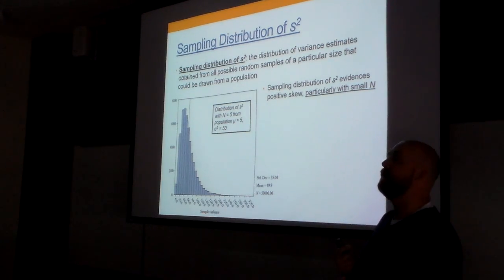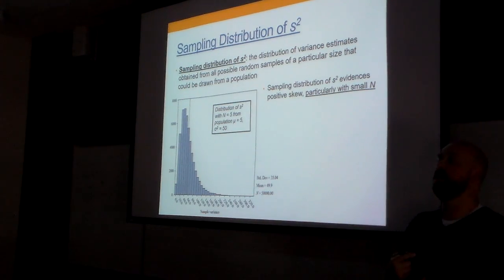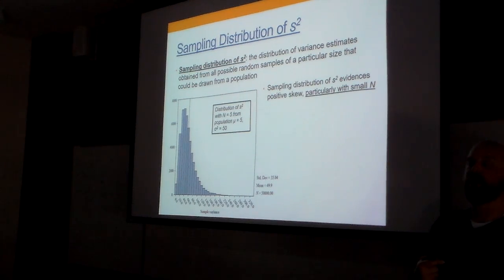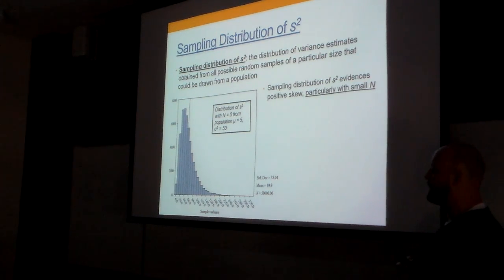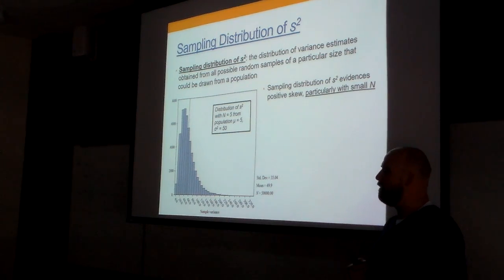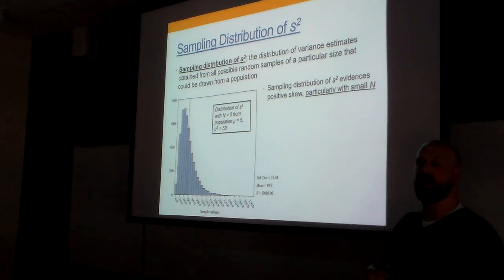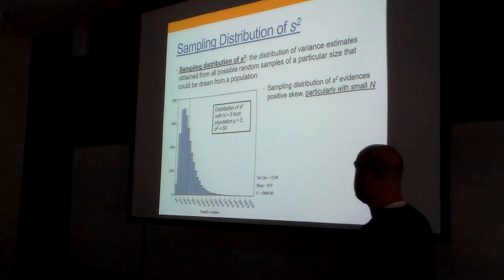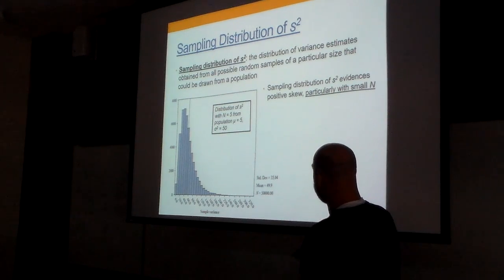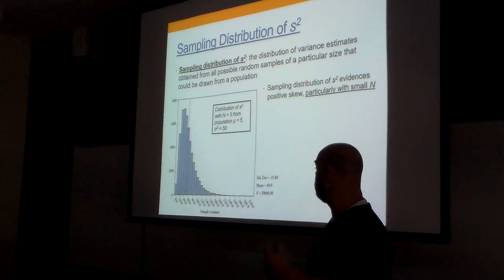So if I'm looking at the distribution of all sample variances of size 100 that could be drawn from a population of scores, the distribution of sample variances is going to have some skew. But if I'm looking at the sampling distribution of all possible samples of size 20 that could be drawn, that sampling distribution of variances is going to be much more skewed, right? And so here we see that in this distribution, a sampling distribution of variances with n equals 5. So this is a very small sample.